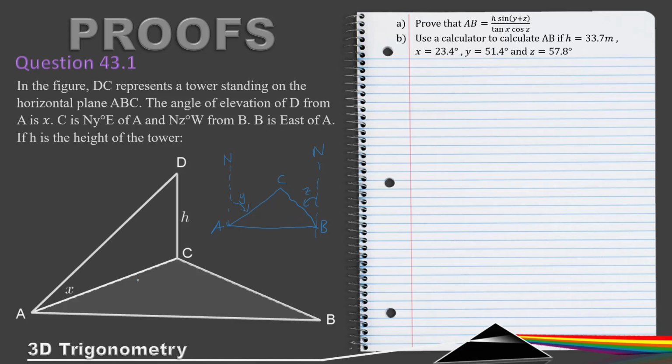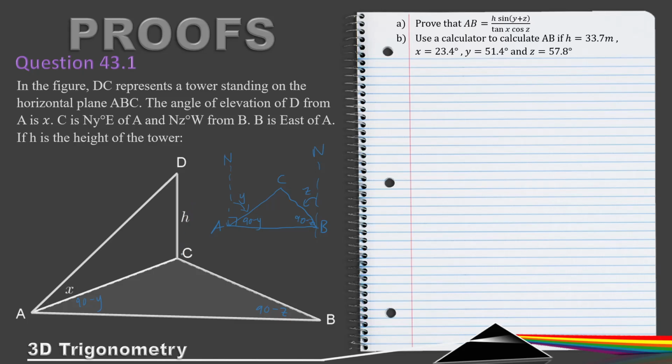Now if we are working inside this triangle, remember this is 90 degrees, north and east are 90 degrees from each other, so this angle here will be 90 minus y, and this angle will be 90 minus z. So we can put in 90 minus y and 90 minus z. Now prove that AB is h sine of y plus z over tan x cos z.